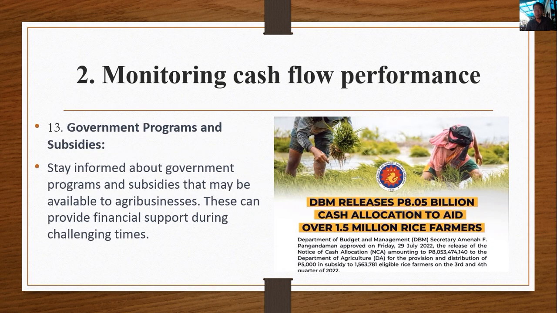Next, class, are the government programs and subsidies. Staying informed about government programs and subsidies will help you know what is available in agribusiness. This can provide financial support during challenging times. Here, class, the Department of Budget and Management released 8 billion cash allocation to aid over 1.5 million rice farmers during the year 2022. So it really helps our farmers cope with the difficulty in our rice industry.